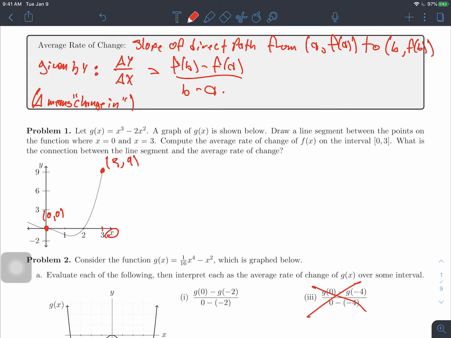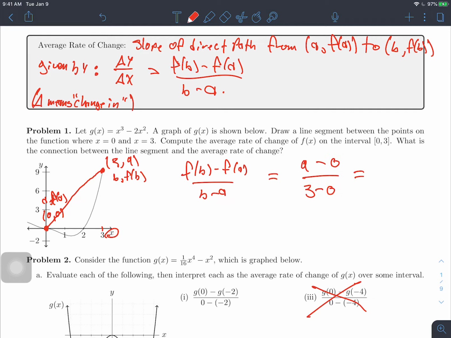Okay? So we're now going to be asked to compute the average rate of change of f of x on this interval. Right here is our line segment. We know that the average rate of change is just going to be the slope of this line. So in particular, we don't need to actually find the equation of this line. We only need to find one component of it, which is the slope. So we're going to do f of b minus f of a over b minus a, where in our case this is a and f of a, and this is b, f of b. So we're going to get 9 minus 0 over 3 minus 0 equals 3.